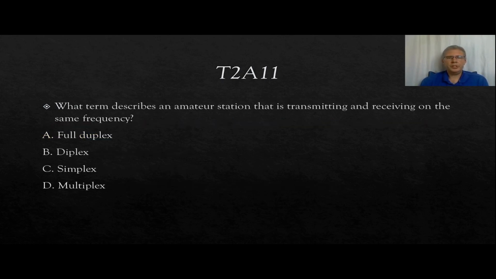Number 11. What term describes an amateur station that is transmitting and receiving on the same frequency? A. Full duplex. B. Diplex. C. Simplex. Or D. Multiplex. So there's a lot of different terms. We can go into all the definitions of at least one of them. But the correct answer is simplex. If you and I are on the same frequency, we're talking in simplex.